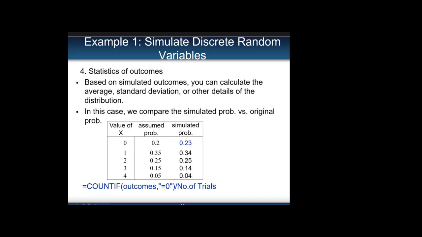We simulate 100 times. So that's the simulation data. After we have simulated data, we can look at the outcome. We can, for example, look at the results based on 100 simulations.